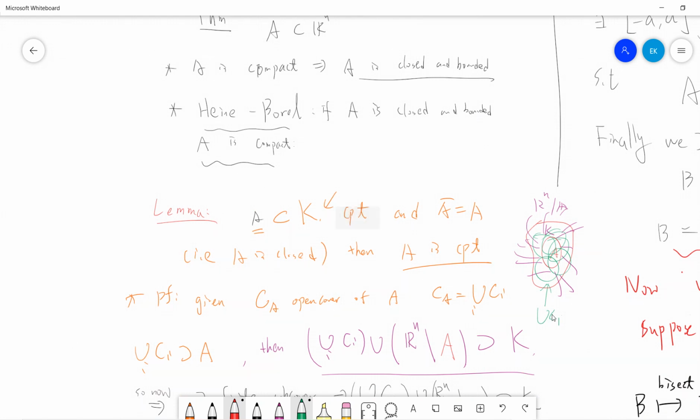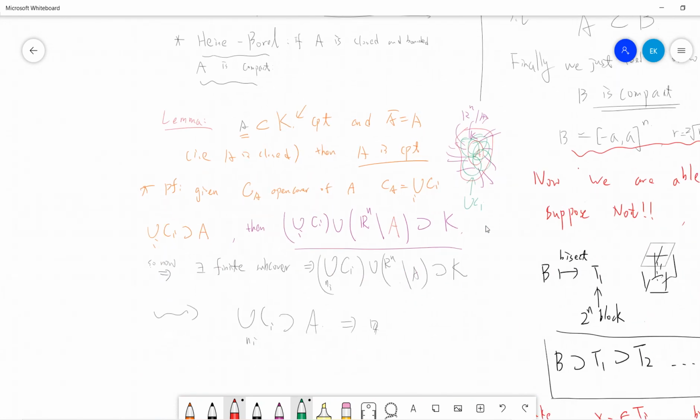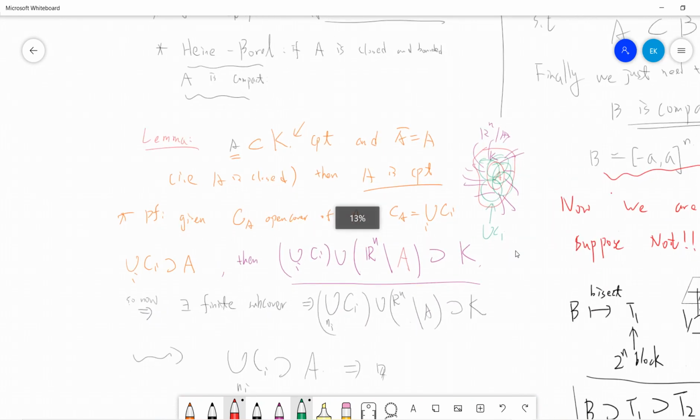Okay, so in order to prove this, let's prove a lemma. This lemma is very easy. The assumption is that A is a subset of a compact space K, and A is closed. Then A is compact. So basically, a closed subset of a compact space is compact. And we will see why we will need this. So the proof is very easy.